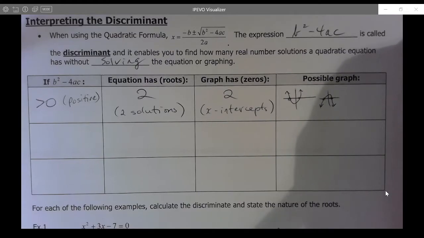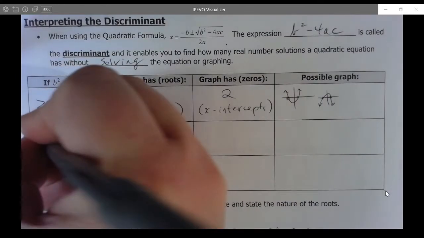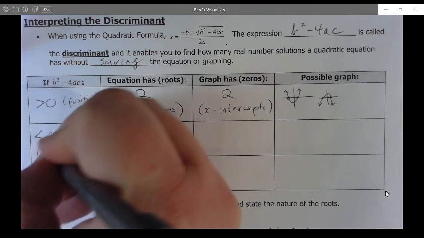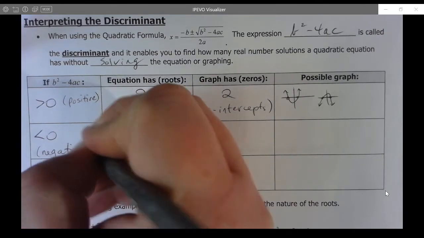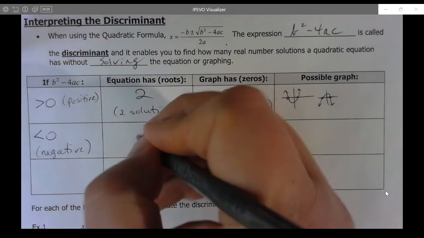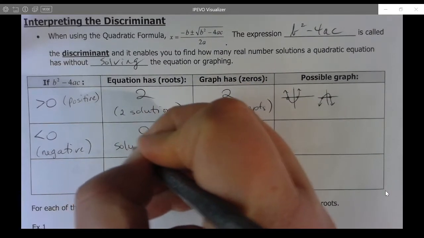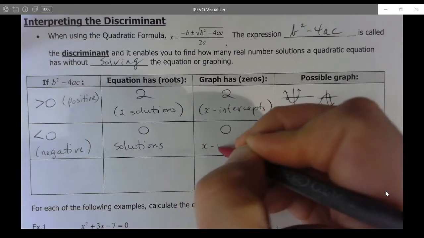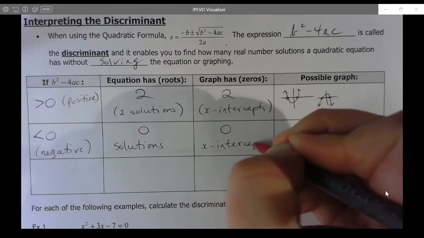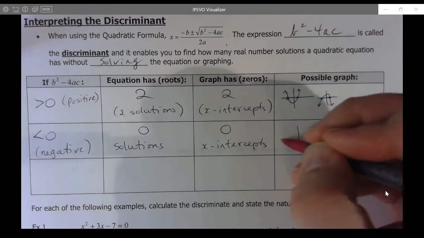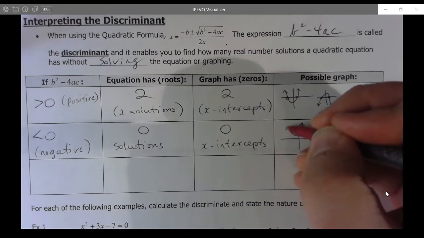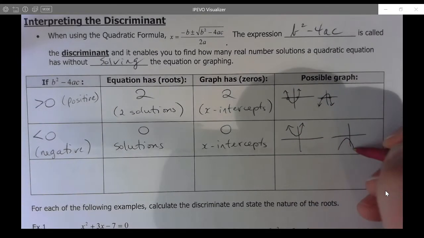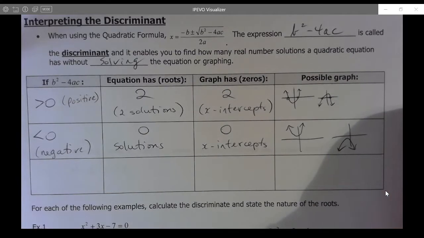If b squared minus 4ac is less than 0, which is a fancy way of saying that it's negative, then the equation has 0 solutions and 0 x-intercepts, which means that when I graph it, it never actually touches the x-axis. So it's something like those.